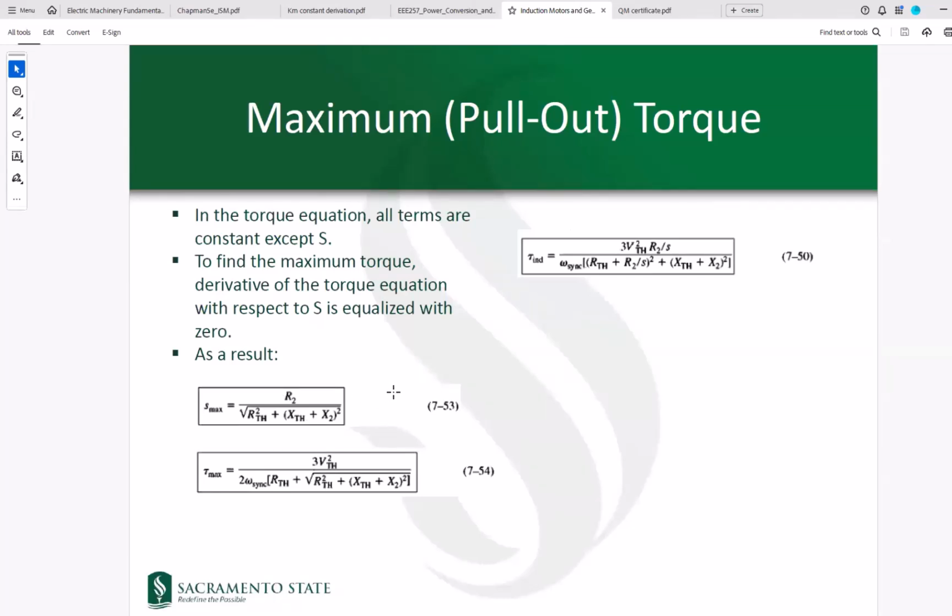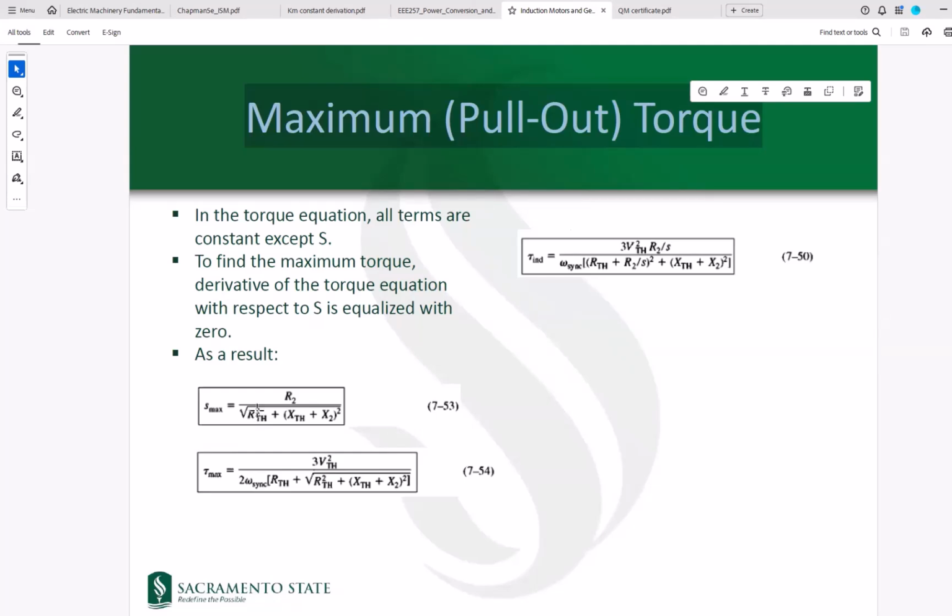There are some applications where we want that pull-out or maximum torque to happen at the start of the machine. So you have some heavy load conditions, and right at the time that you want to apply that load to the motor, you want to have the maximum possible torque. So you want your maximum torque to happen close to startup conditions, close to the time that your speed is 0 or close to 0. So for that, let's see how the S max is looking. S max means the slip at which the maximum torque occurs.